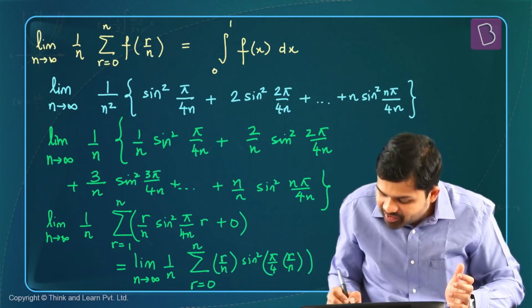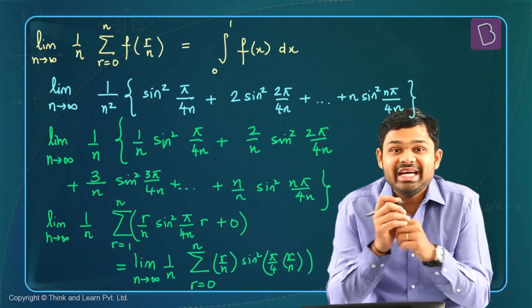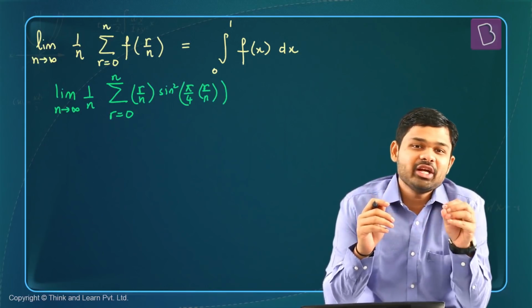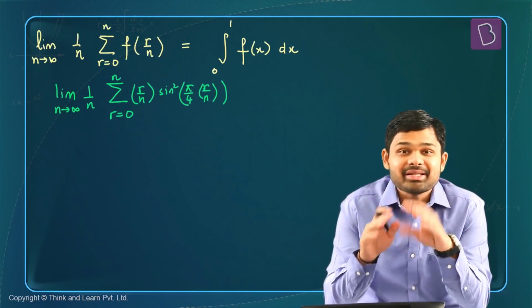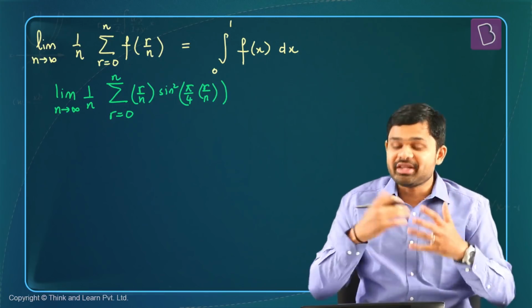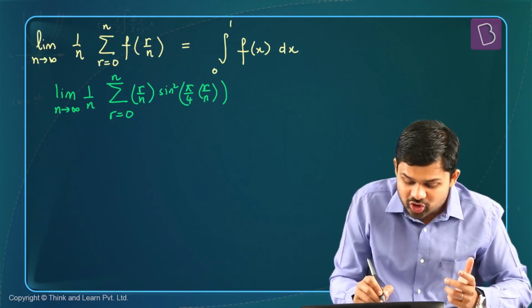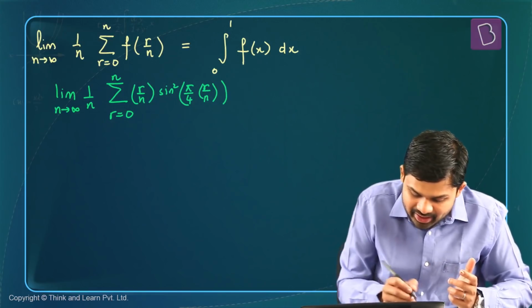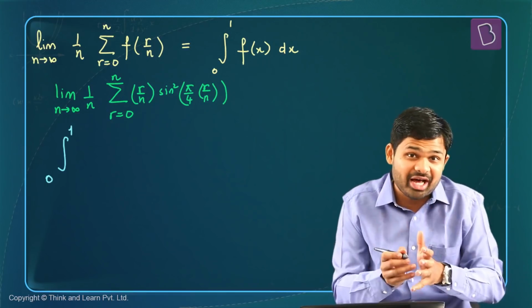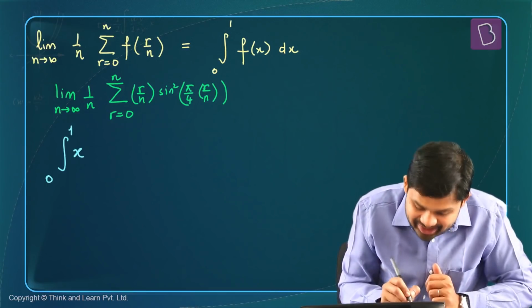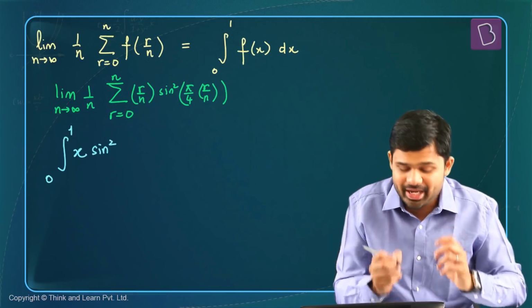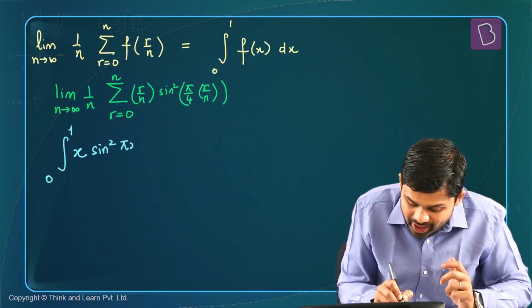So this entire thing inside the summation is a function of r by n, and we have limit n tending to infinity 1 by n summation r running from 0 to n of a function of r by n. So we can rewrite it as a Riemann sum. This will become nothing but the integral from 0 to 1. There was an r by n, so r by n becomes x, and then sine square pi by 4 r by n becomes sine square pi by 4 x.